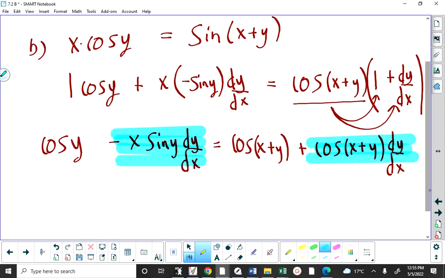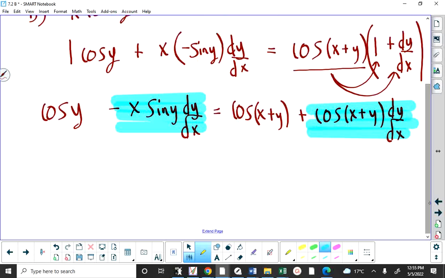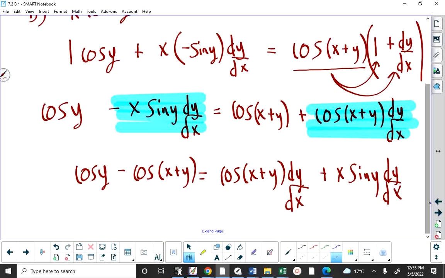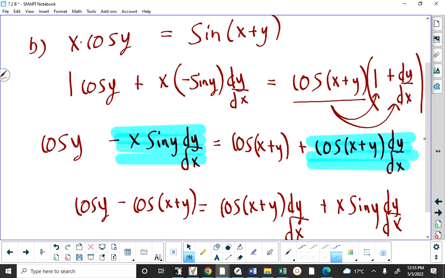So these are the two terms that need to go together on one side. I would probably move them to the right side. So I have cos of x plus y multiplied by dy dx, and then plus x times sine y multiplied by dy dx. This is equal to cosine of y minus cosine of x plus y. So Farhan, are you okay with those, I guess, 3 steps? Okay.